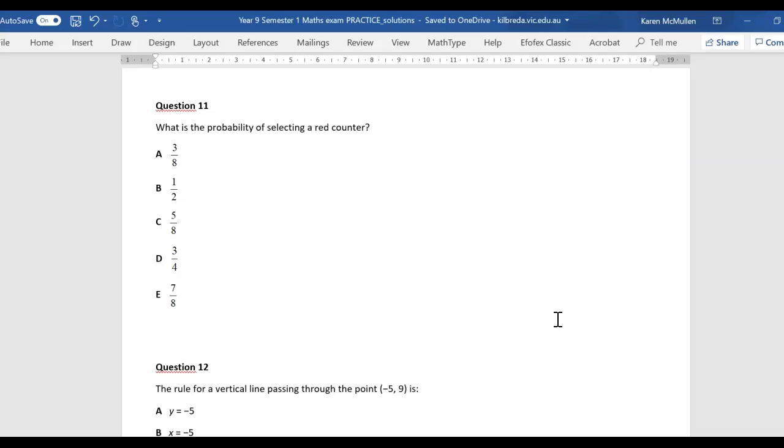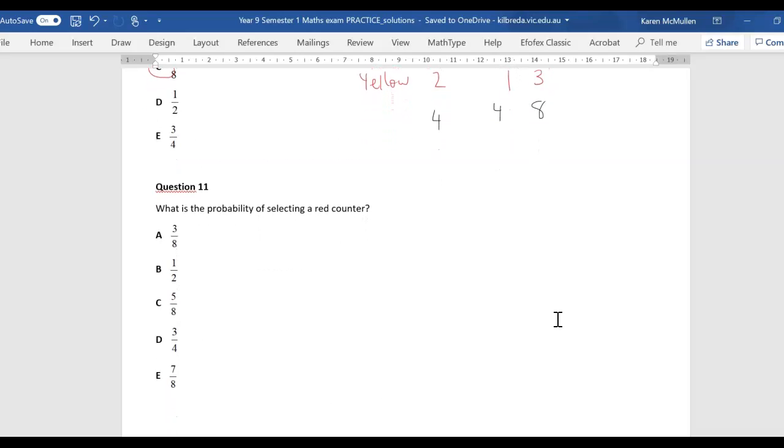All right, so we've got 5 out of 8. For question 11, the answer is C.